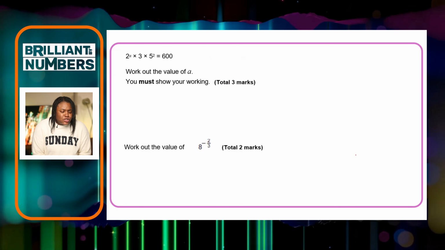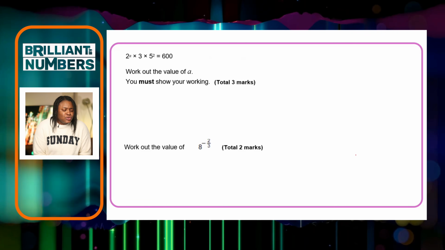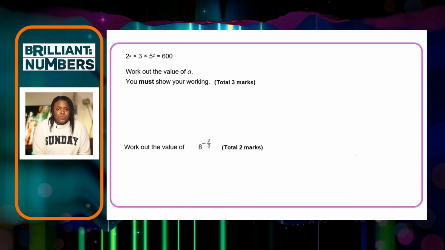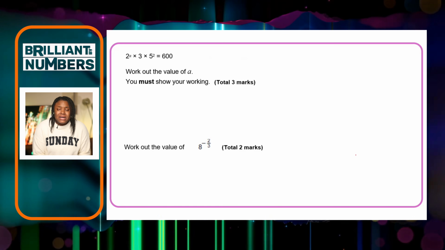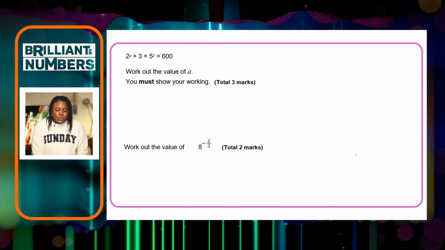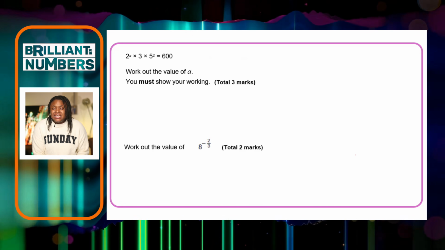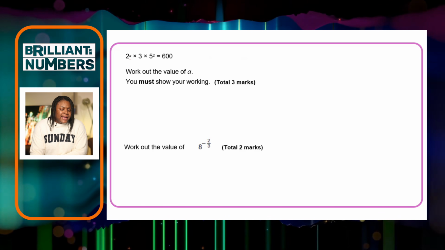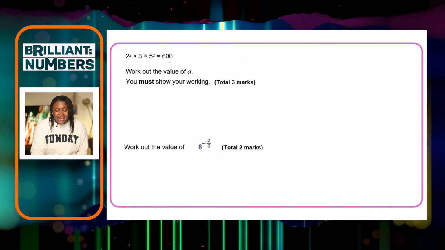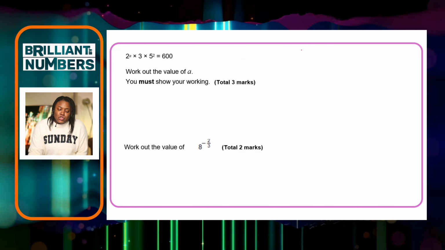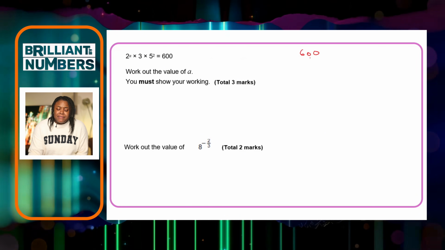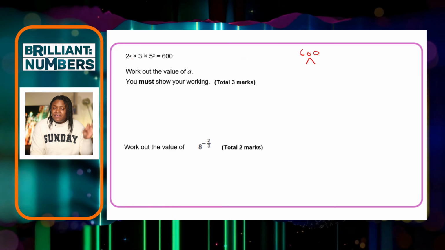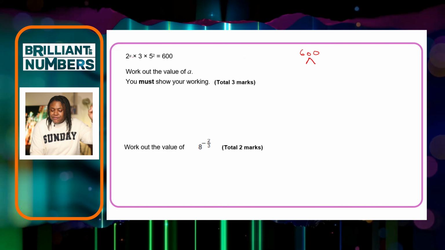Here we're asked to do 2 to the power of A times 3 times 5 to the power of 2 is equal to 600. We're asked to work out the value of A, and you must show your working. Then we've got an indices question at the bottom of that. So I want to find out what is A. The best thing to do here is to write 600 as a product of its prime factors. And then when I get them, I will see how many 2's I have, and then that will be my answer for A, for the power.